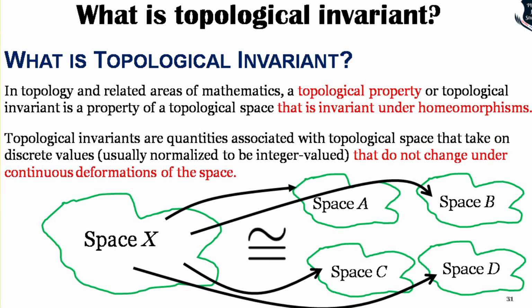Now let us come to what is a topological invariant. See on your screen, in topology and related areas of mathematics, a topological property or a topological invariant is a property of a topological space that is invariant under homeomorphism. That means a topological invariant is a kind of property that is invariant under homeomorphism. Now, I hope that makes things clear, because until you understand what homeomorphism is, you won't understand what a topological space is. So that is why I first made you understand what is homeomorphism.